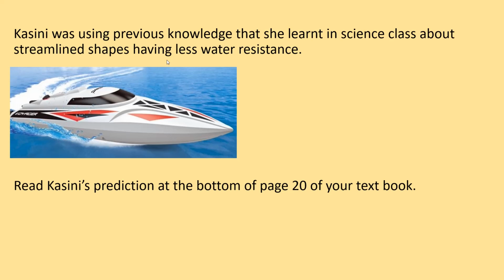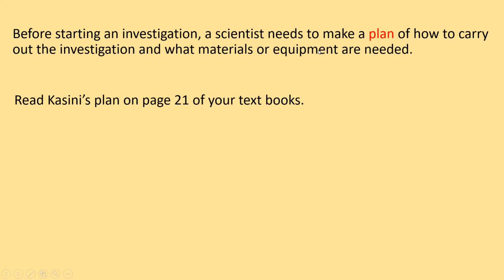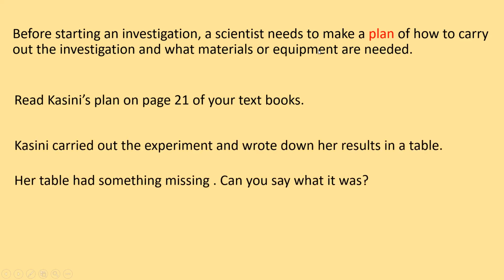Making a prediction, there is a picture of a book at the top of the page. This is the prediction of Cassini. She said, I predict that the cone shape will reach the bottom in the shortest time. This is because there will be less water resistance, because the cone is a streamlined shape. This is the prediction. Now we want to see the explanation of the experiment.